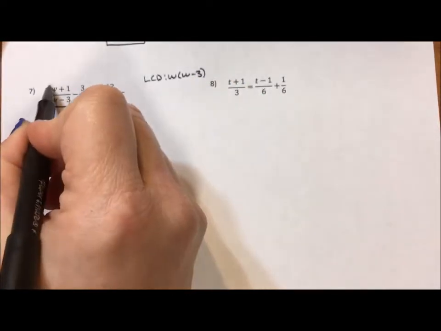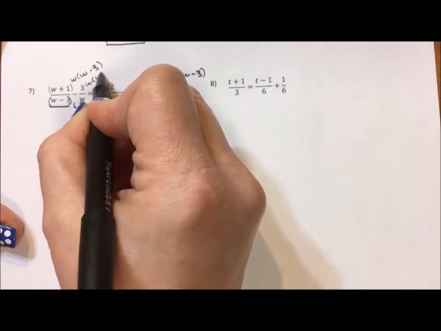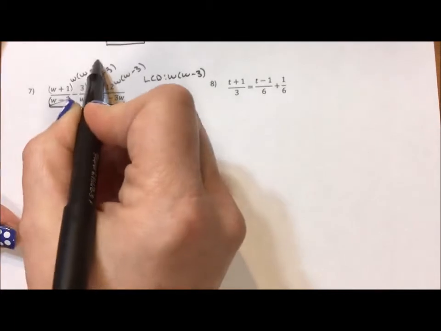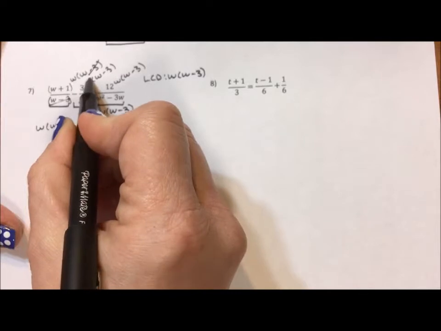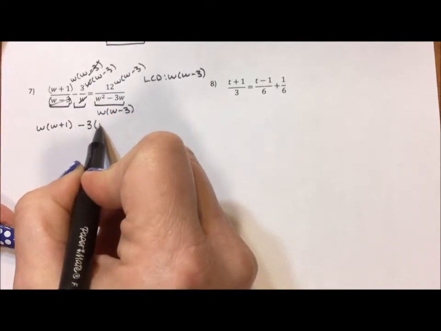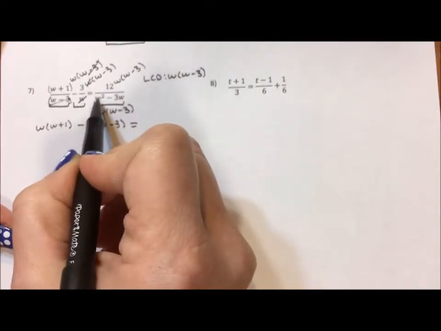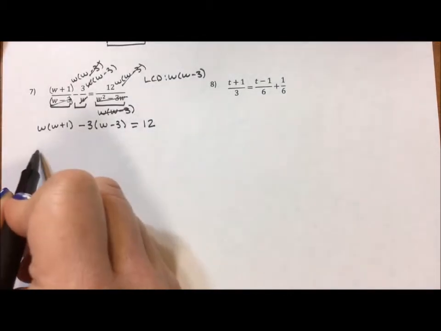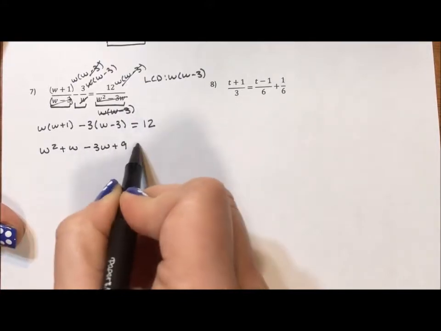Now, I'm going to do this in line. It's going to look a little bit weird, but it saves a little bit of space. I'm going to multiply a w times w minus 3 here, here, and here. The first one, the w minus 3's cancel, and I have w times w plus 1. In the second term, the w's cancel, and I have minus 3 times w minus 3. On the other side, everything cancels, and this is just equal to 12. So I have w squared plus w minus 3w plus 9 equals 12.